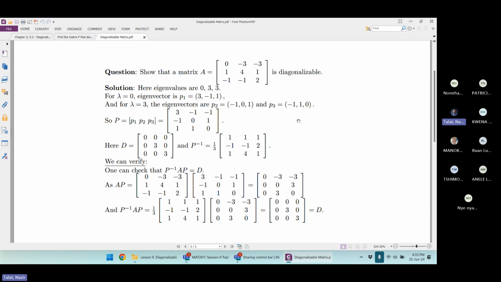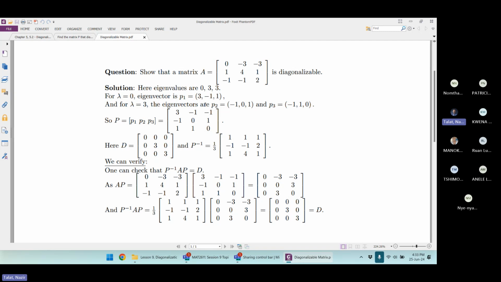Here there is another example for you. If A is a matrix, we need to find its diagonal form. First of all, we need to find its eigenvalues. The eigenvalues are 0, 3, 3, and you can verify that if these are the eigenvalues, then the sum of eigenvalues is always equal to the sum of diagonal entries, like 0 plus 4 plus 2, which is 6, and then 0 plus 3 plus 3, which is also 6.